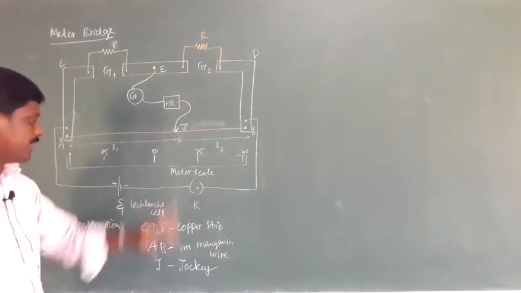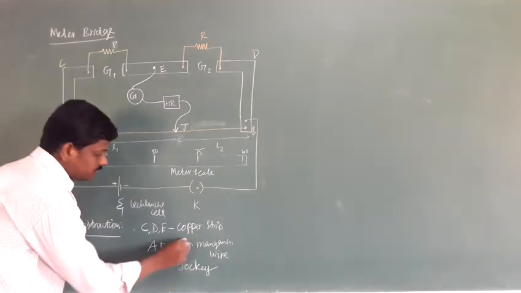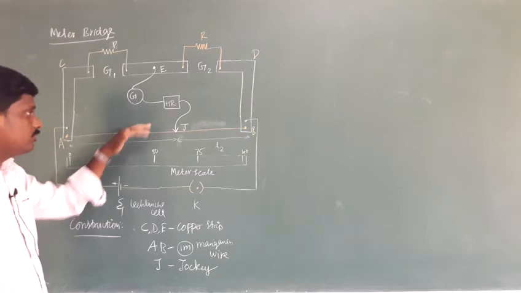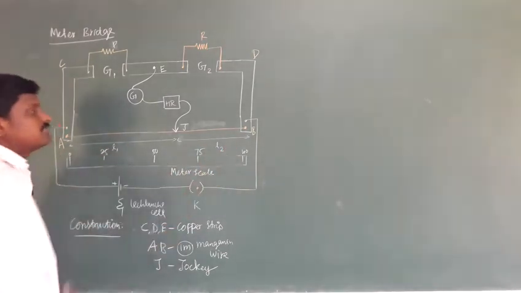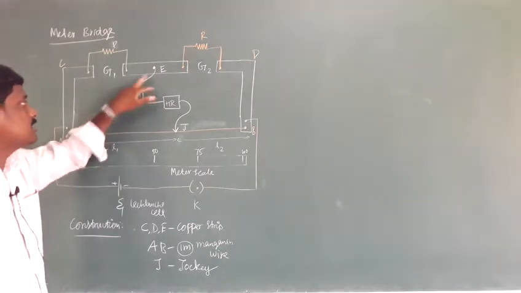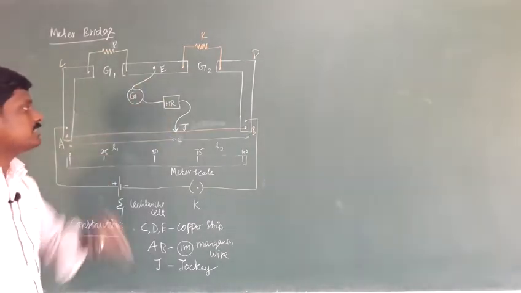So AB is a manganin wire. They are using a 1 meter manganin wire. Parallel to AB, a 1 meter scale is fixed on a wooden board. Then from E, a galvanometer, a high resistance and a jockey are connected.